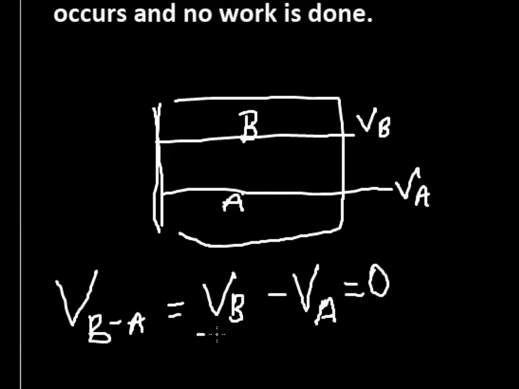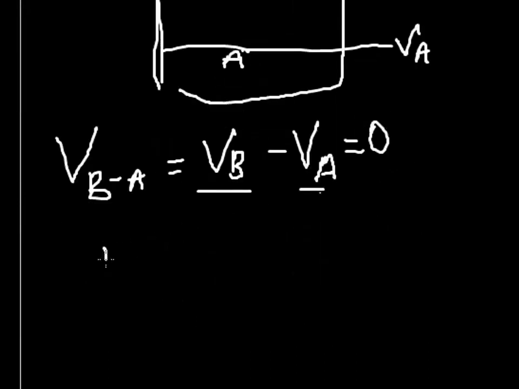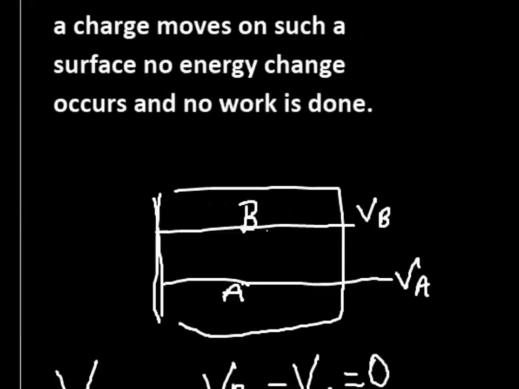And if there's no potential difference, what actually causes work to be done? Since the potential difference is 0, take notes, the implication is that on an equipotential surface, no work is done in moving a charge, because work is based on the potential difference. Potential difference is 0, work is 0. No work is done in moving charge on an equipotential surface. So please take note of that.